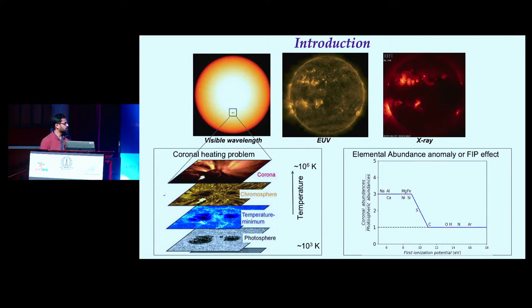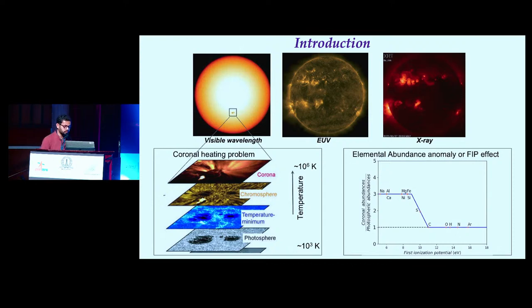And from the observation of this strange phenomenon, different explanations have been given to understand this problem, known as the coronal heating problem. Another problem is that in the solar corona, a few elements whose first ionization potential is less than 10 eV, such as sodium, aluminum, and magnesium, are found to be 2 to 3 times higher in the solar corona compared to the photosphere. Whereas other elements like nitrogen and argon remain the same in both photosphere and corona. This problem is known as the elemental anomaly or the FIP effect problem.